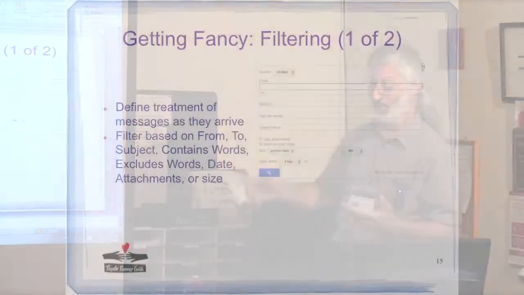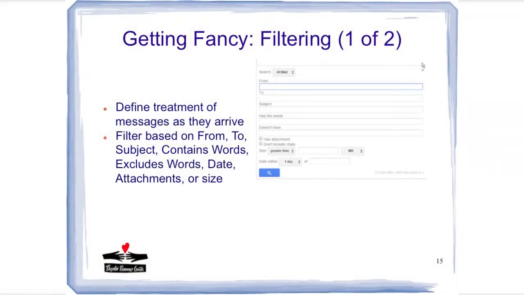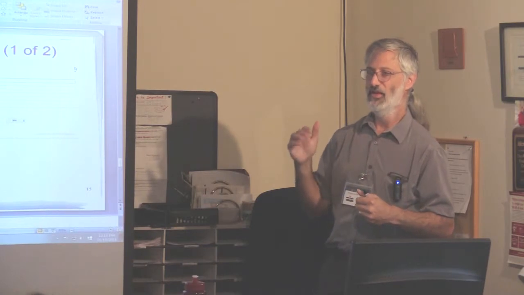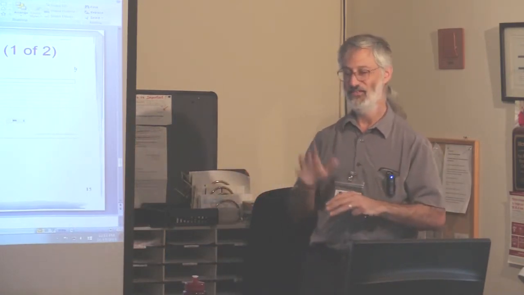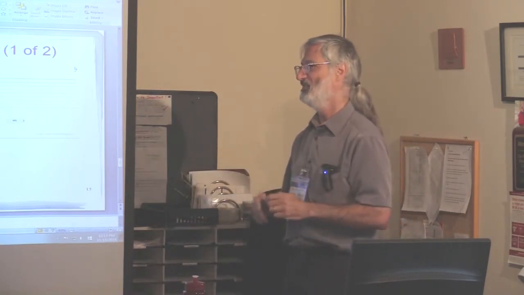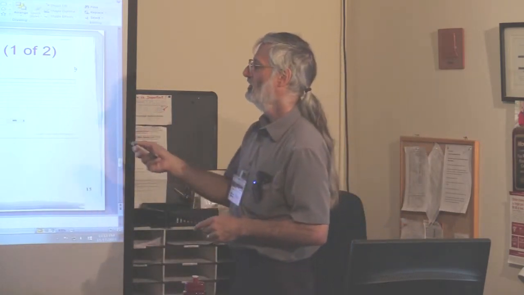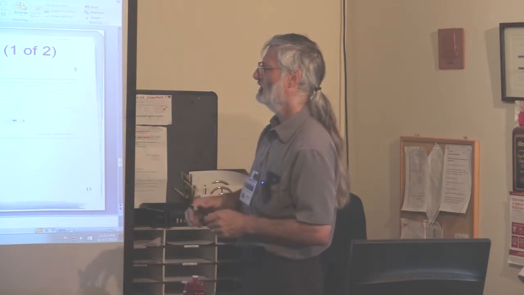So filtering emails is something that you can do. You can define a filter so that when I receive messages, I want to give them a certain treatment. So when I receive messages from my brother-in-law, I want you to automatically delete them. And I don't want to even have to read them. Don't put them in my inbox. I just don't want to see them. Here's an example of what a filter looks like.